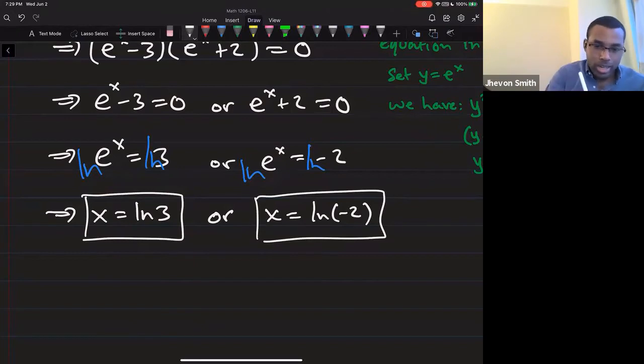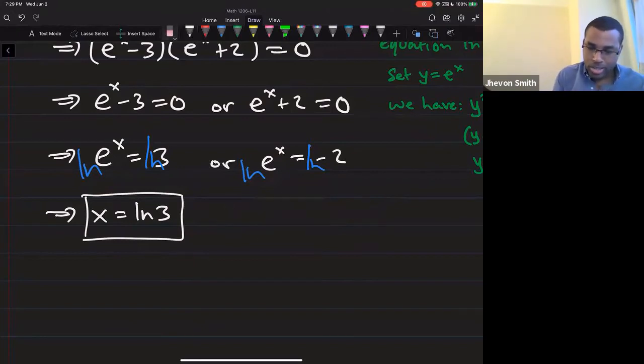Yeah, so no. Just checking if you guys are awake. That is illegal. We know that logs, you cannot log something that's negative. It's not a real number. So here you have no solution.